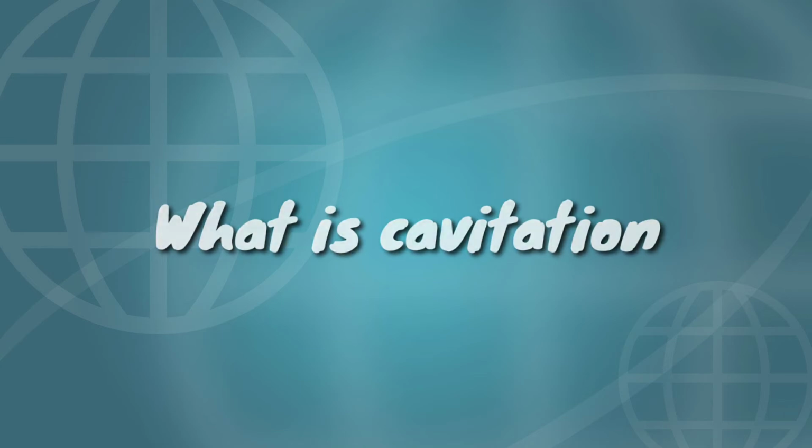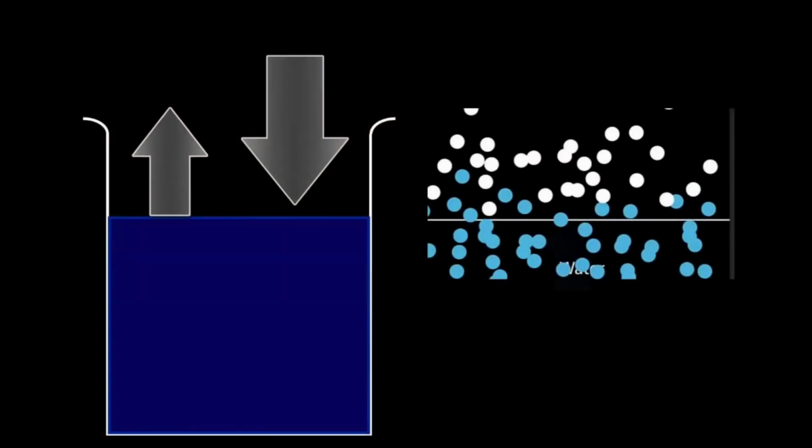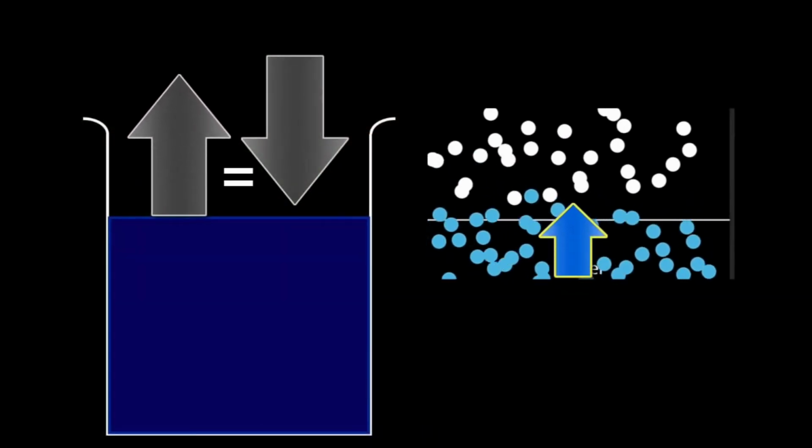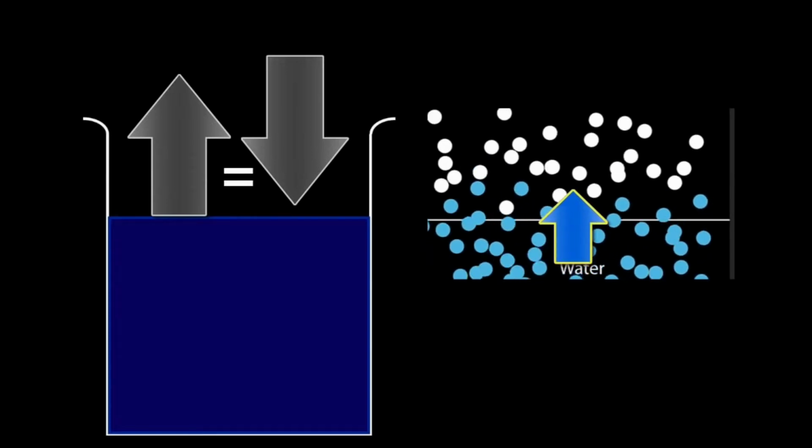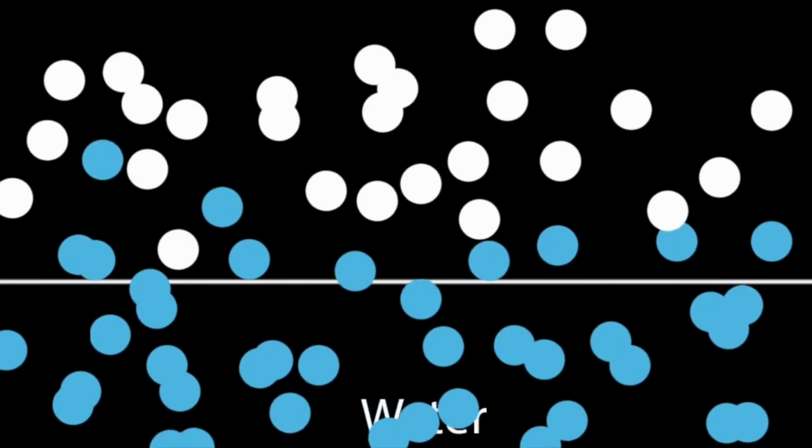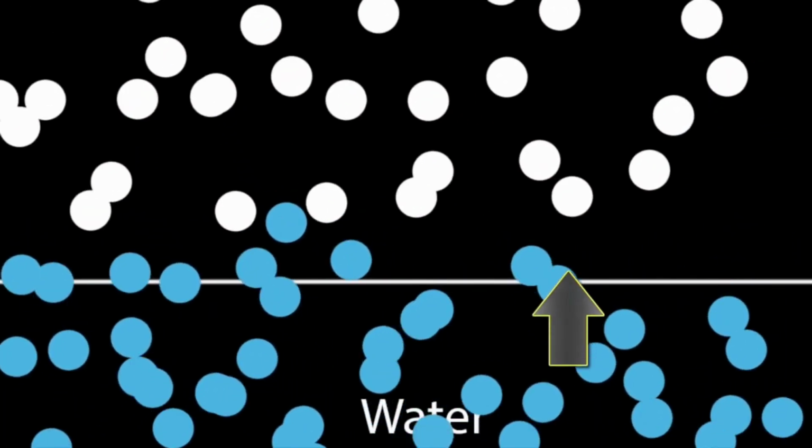Introduction. What is cavitation damage? Cavitation is a phenomenon in which a rapid change of pressure in a liquid leads to the formation of small vapor-filled cavities in places where the pressure is relatively low.